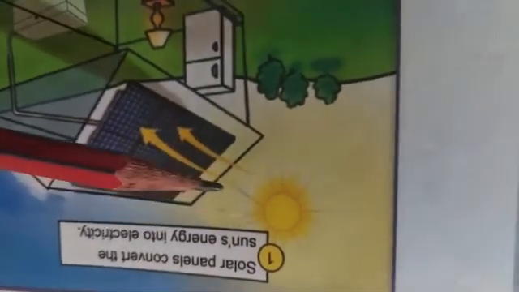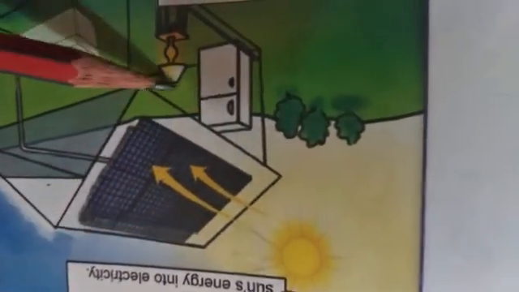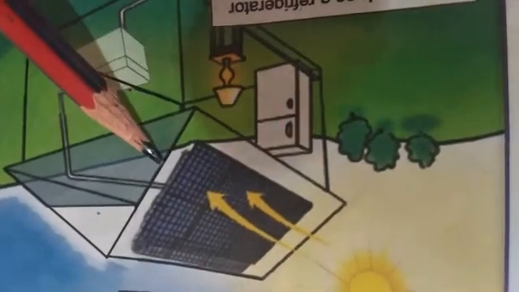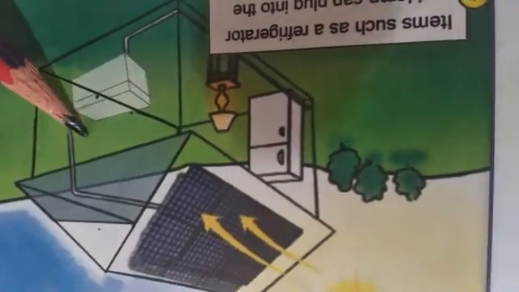This energy is used to heat water, which in turn produces steam, which drives a turbine connected to an electrical generator to produce electricity. So here, items such as a refrigerator and lamp can be plugged into an outlet of power, right children? Now we will see about biomass.